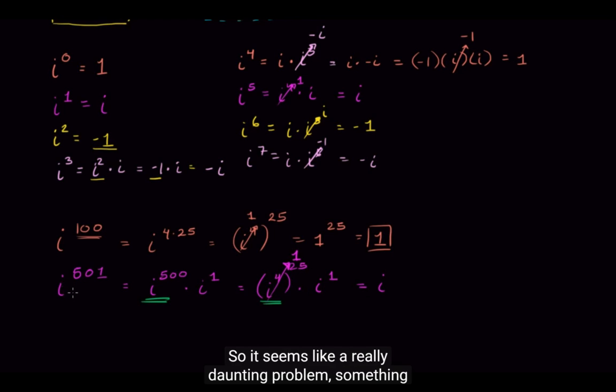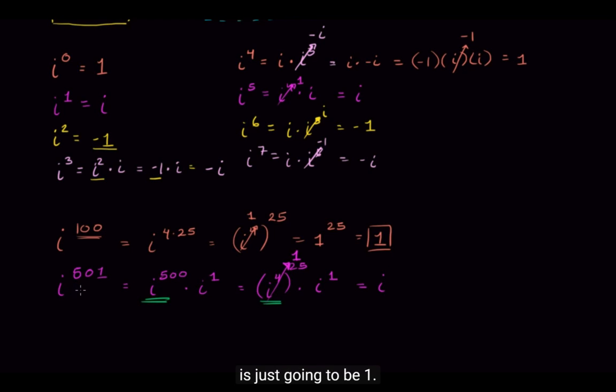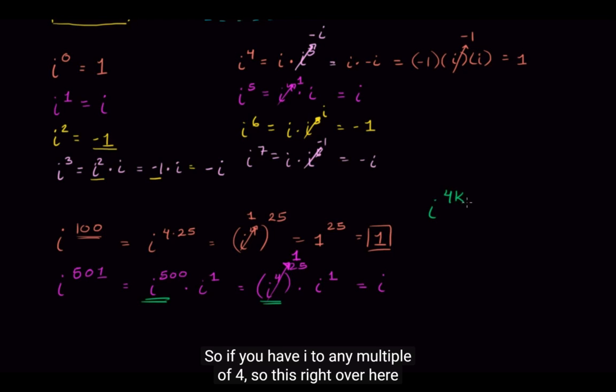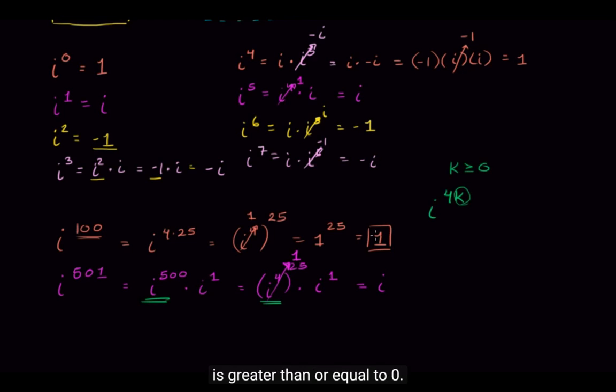So it seems like a really daunting problem, something that you would have to sit and do all day. But you can use this cycling to realize, look, i to the 500th is just going to be 1. And so i to the 500th times 1 is just going to be i times that. So i to any multiple of 4. Let me write this generally. So if you have i to any multiple of 4, we'll just restrict k to be non-negative right now. k is greater than or equal to 0.